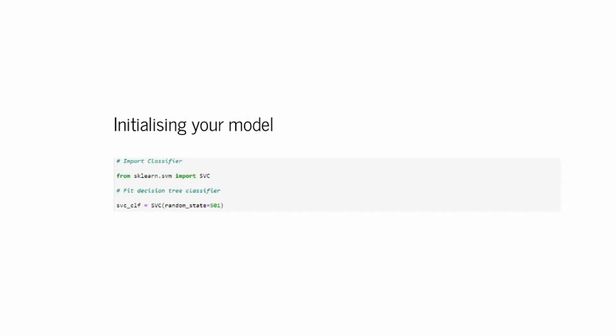The second step is to initialize the model. Here, we make use of the sklearn.svm package to initialize the support vector classifier. Here, the random state controls the pseudo random number generation for shuffling the data for probability estimates.